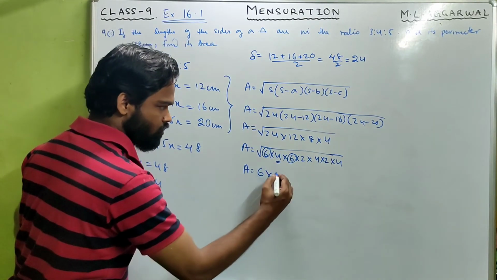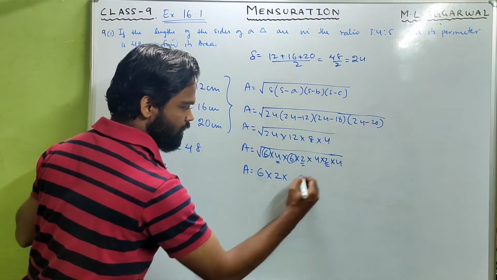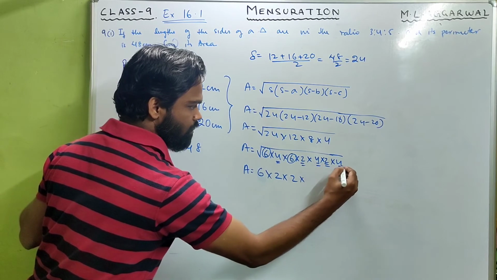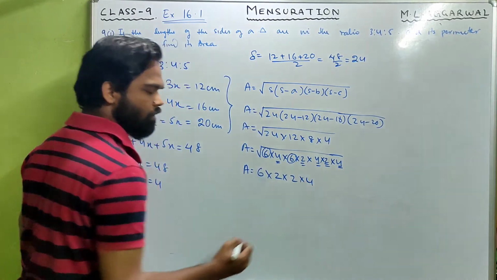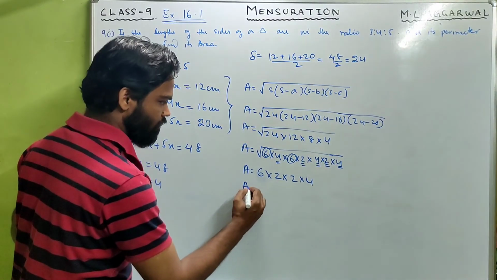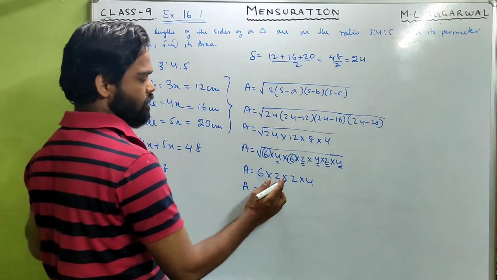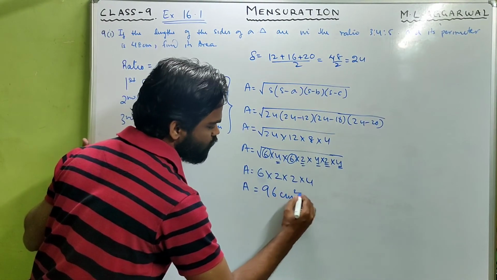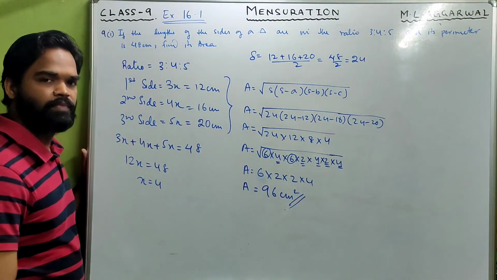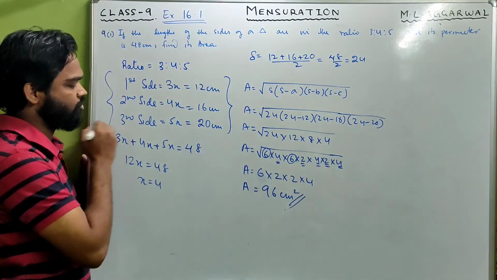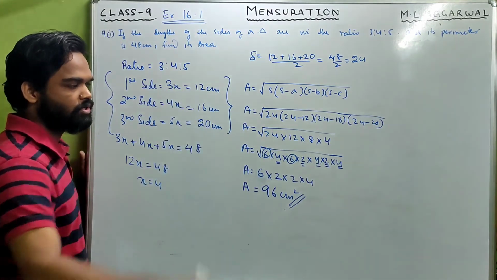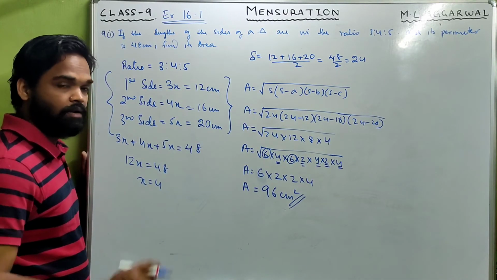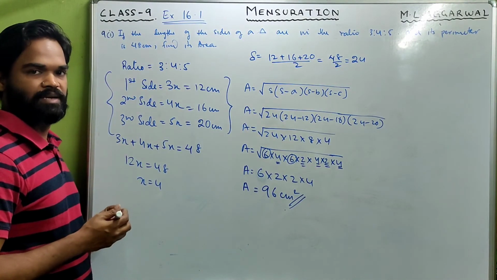The root of 4 is 2. Now 2 is in pair, comes out. 4 is in pair, comes out. So area will be what? 6, 2 is 12, 12 is 96 centimeter square. So that's the area. Very easy. Just use the concept of ratio, get the sides, use Heron's formula. Now let us look at the next sum.